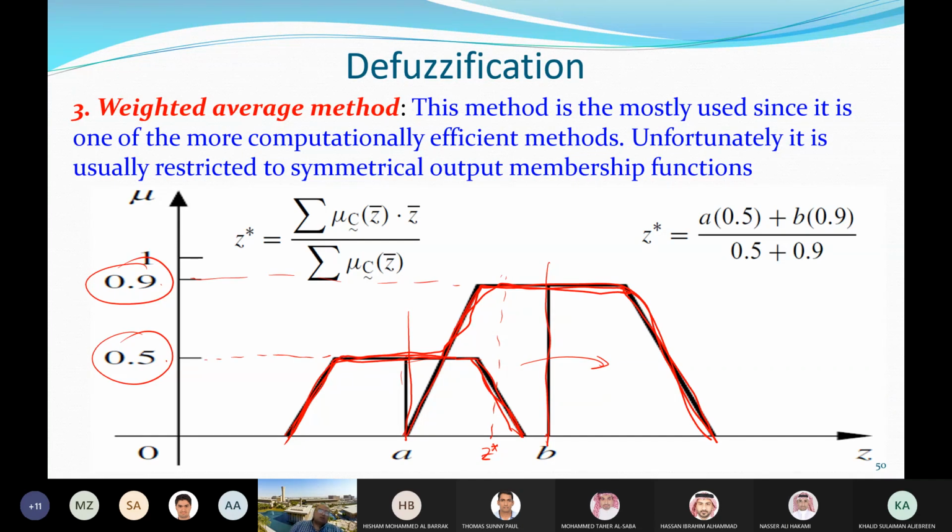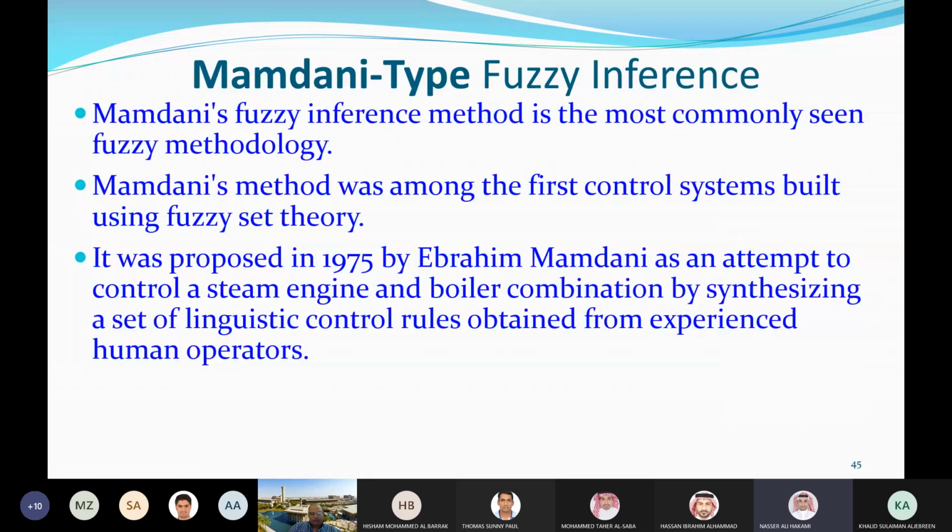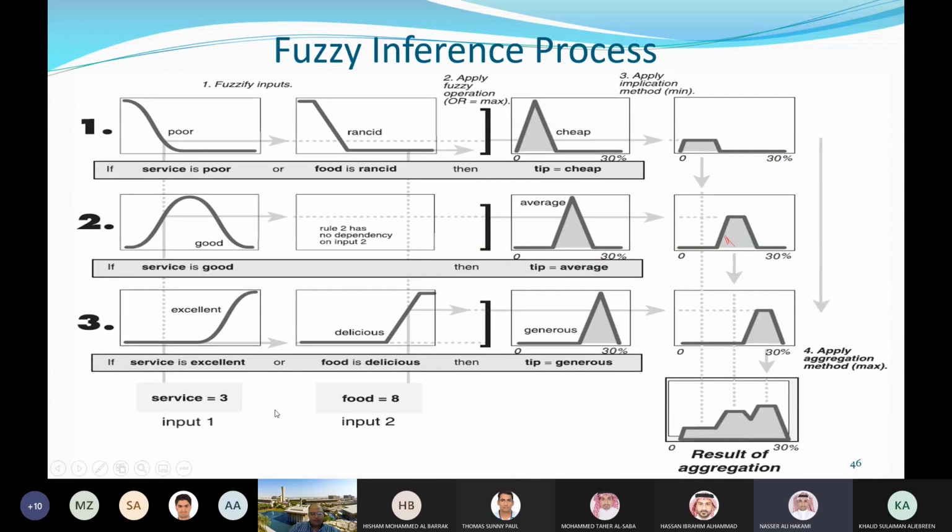Nasser, you have a question? Yes, Doctor. Yes, please go ahead. Here we are assuming, let me ask again. If I want to make a different ratio between the tip for the service and for the quality of the taste of the food. So for example, if the service is excellent, then my tip is 10%, if I'm talking about the extreme.